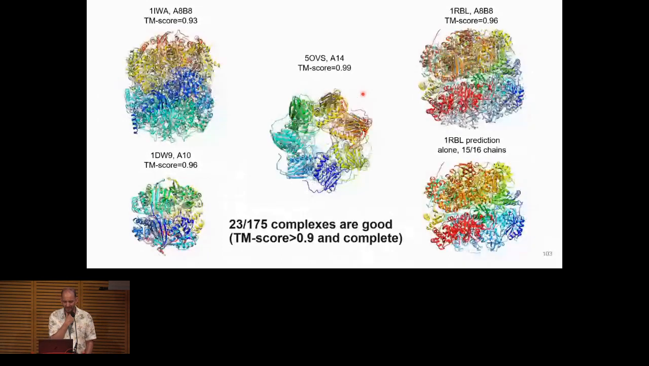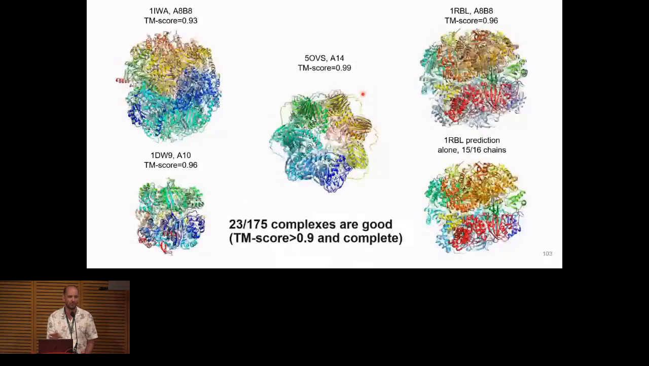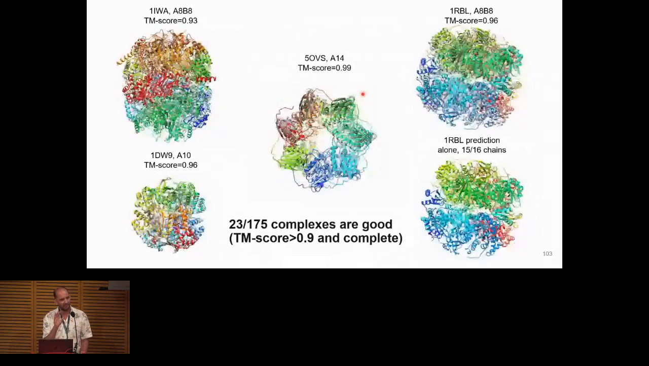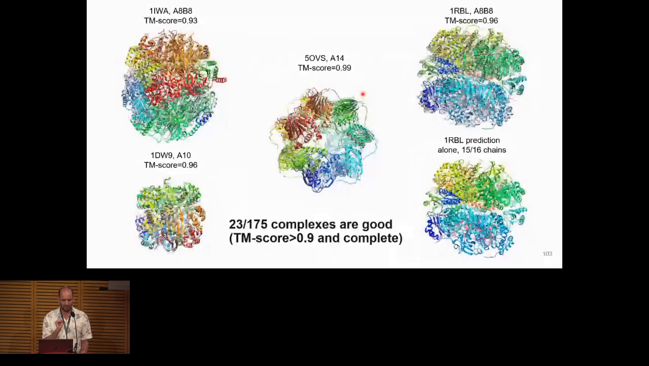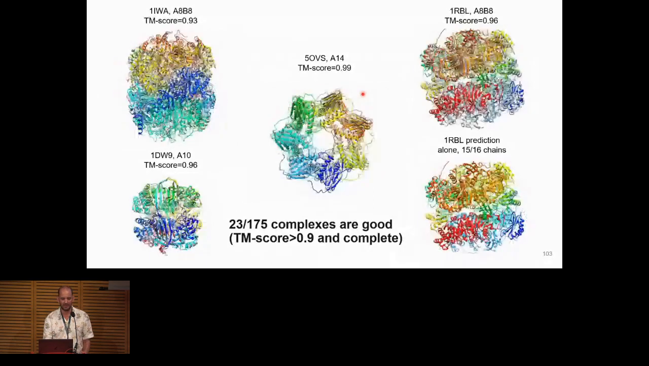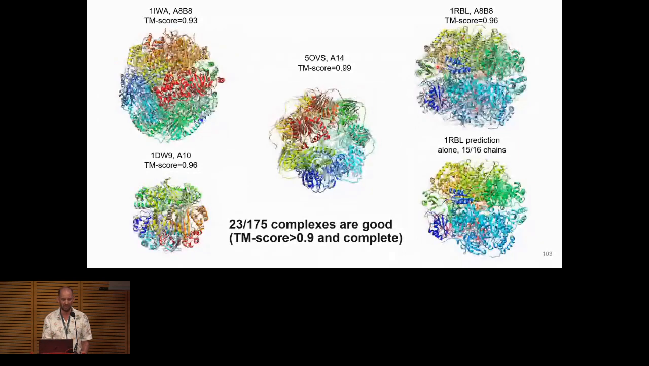So, at the end, we took complexes with 10 or more chains. And in those days, these were too big to build with AlphaFold. Now, AlphaFold version 2.3 is much more memory efficient, because it uses bfloat16. So I think we could build most of these complexes on a single A100 GPU, at least with 80 gigs of memory. But at least in this case, we could get 23 of these 175 complexes with a TM score over 0.9. So you see, these are really good.